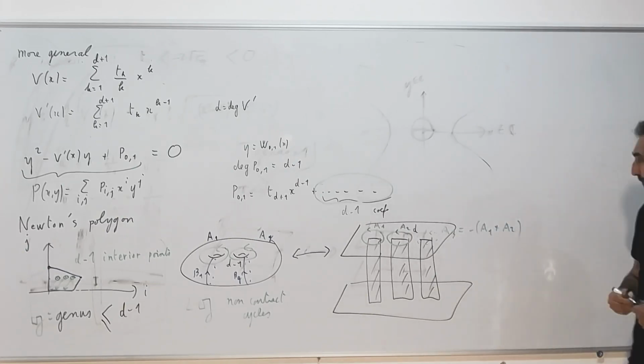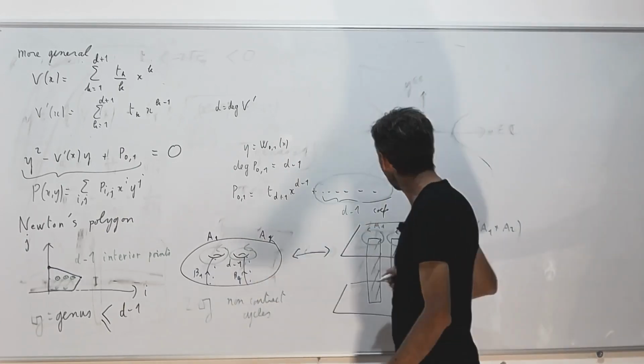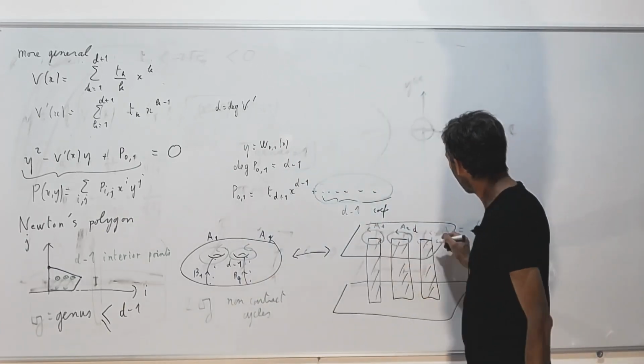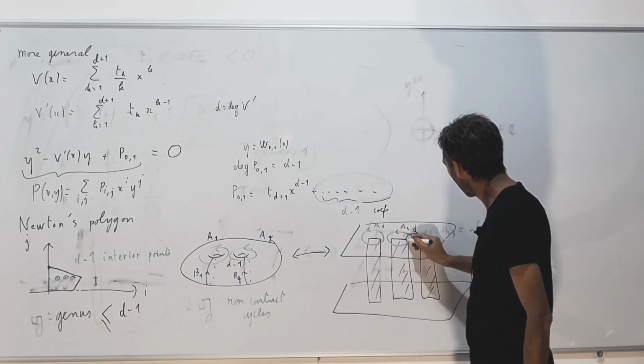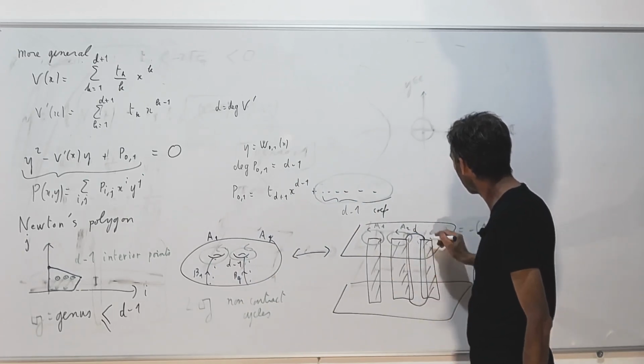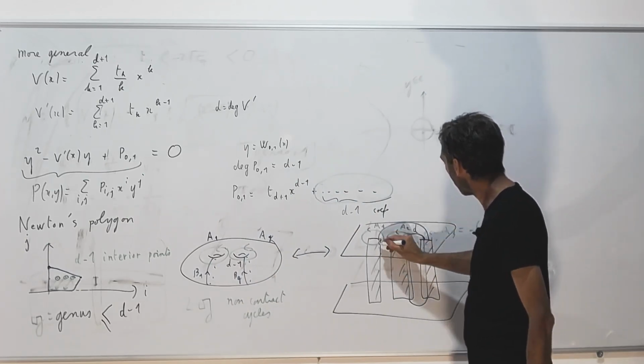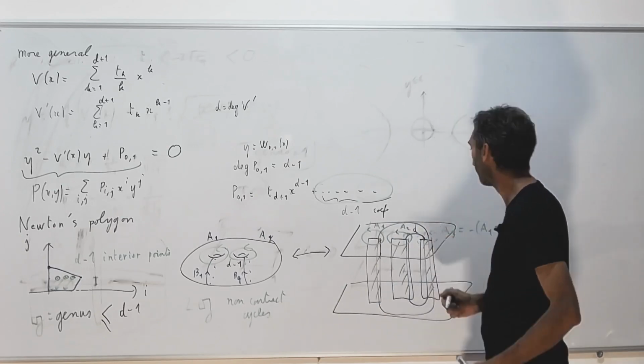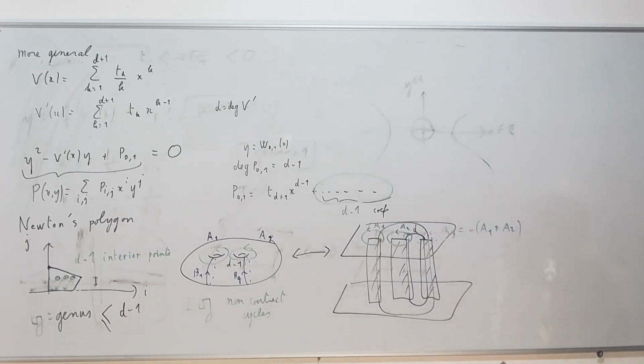And the B cycles mean that you should go to the other side of the cut, so the B cycle would look like this: this is B2 and this is B1. Okay.